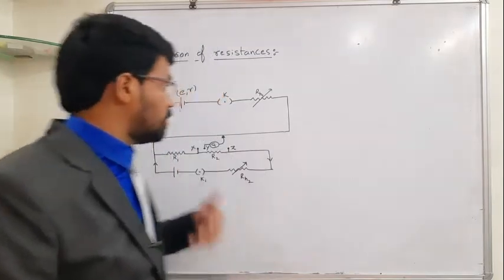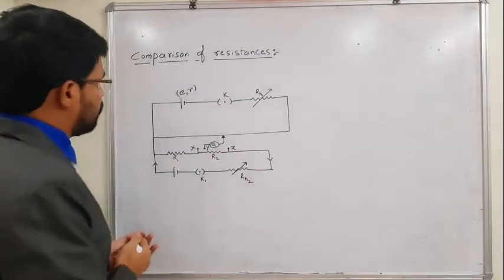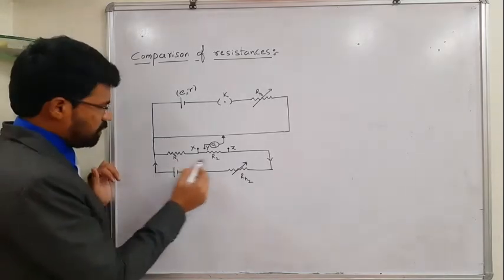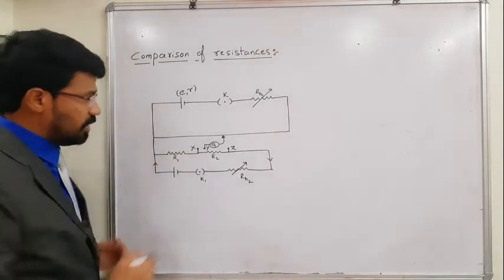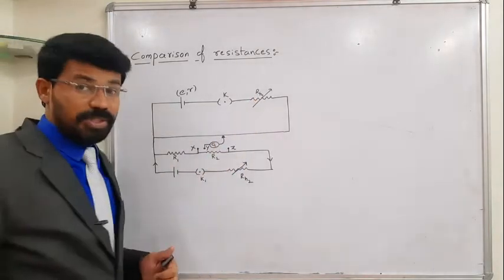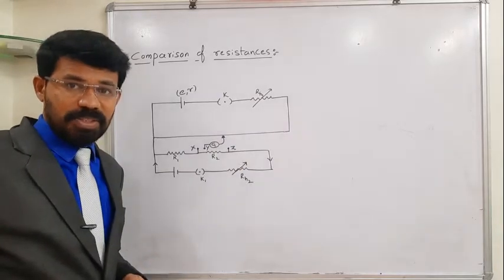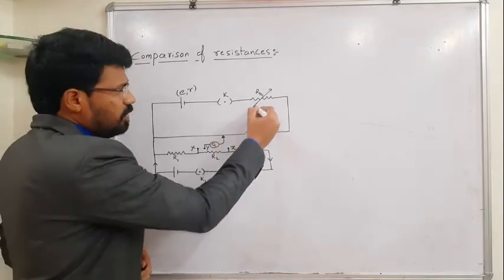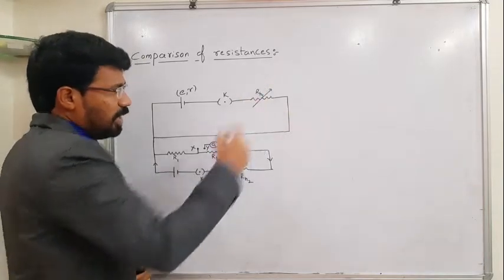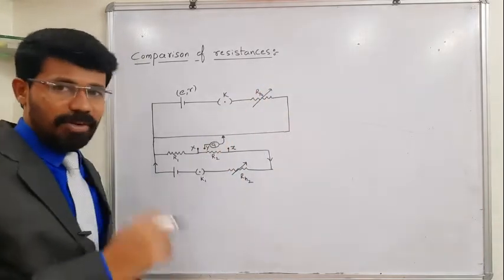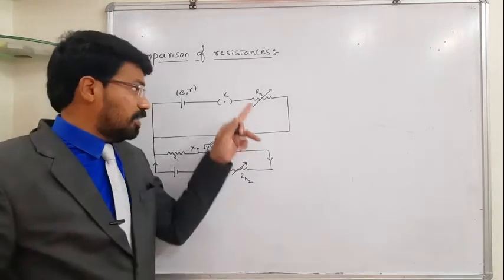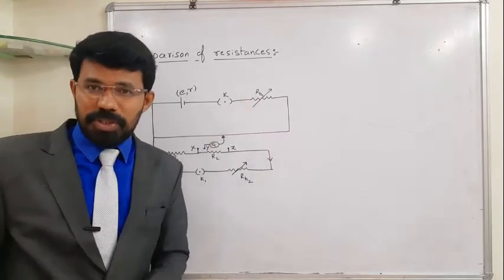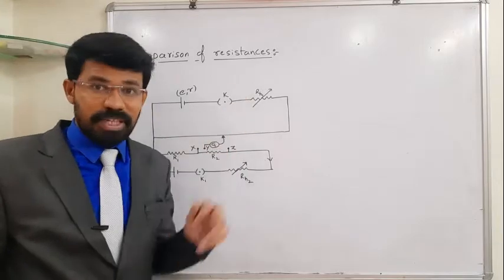Let us go ahead with comparison of resistances. Here I have taken two resistances R1 and R2. This is how the circuit is arranged. Here RH1 is a rheostat, something whose resistance can be tuned, can be changed. Wherever you see an arrow mark across a circuit element, it indicates that this particular element can be tuned or changed.